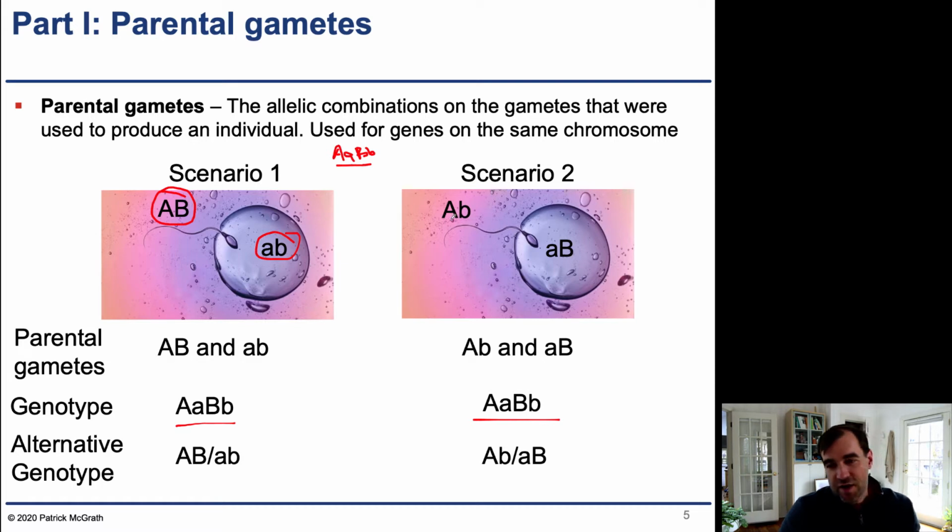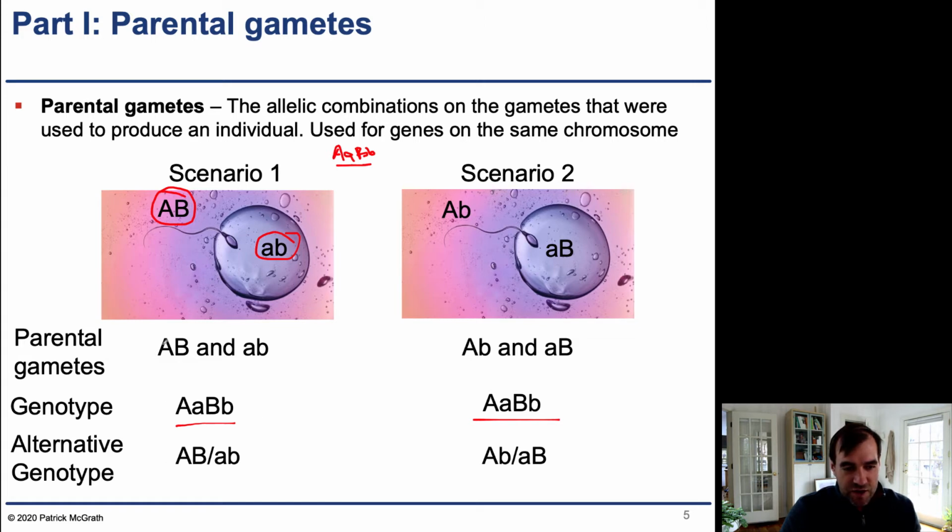In the second scenario, the haploid from the father, the homologous chromosome from the father, contains one dominant allele. So A is dominant and b is recessive. And then the mother's haploid cell has the opposite. It has the recessive of A and the dominant of B. Again, when you combine these to fertilize an egg, you result with a genotype of big A, little a, big B, little b. However, the parental gametes, the original combinations, are different.